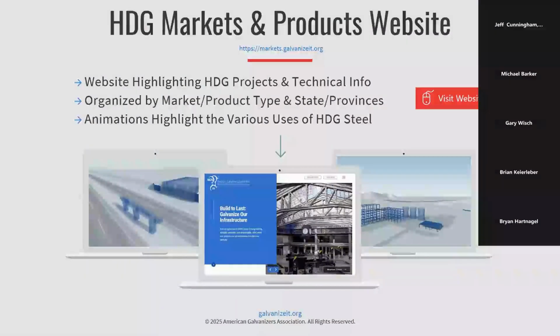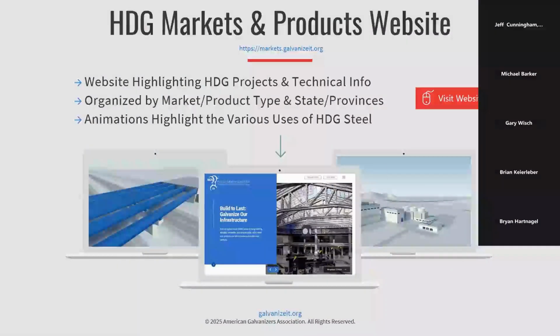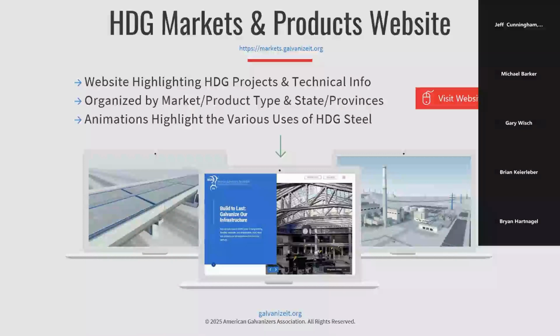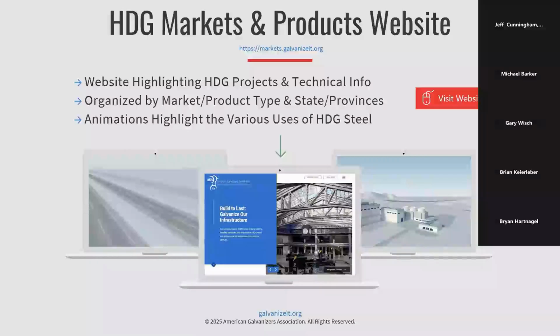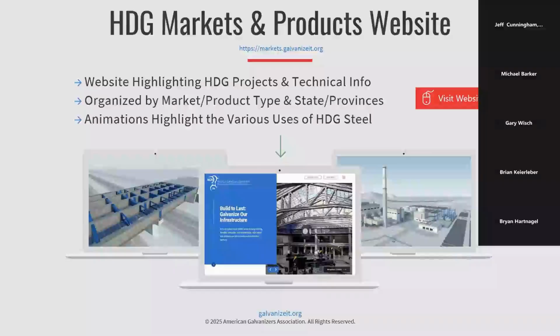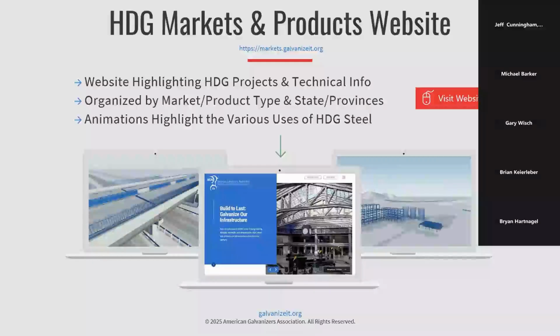We launched a new website a few years back, in line with the BIL, the Bipartisan Infrastructure Law Act, that actually passed a few years back, but now we're actually seeing the money starting with projects and stuff. So we developed a markets.galvanize.org website that just highlights all the different markets that hot dip galvanizing can be used in within the infrastructure.